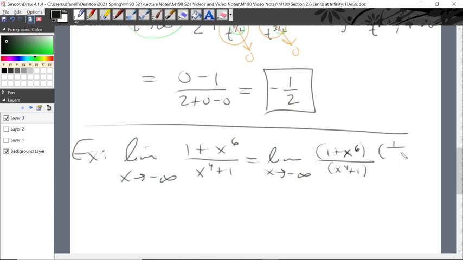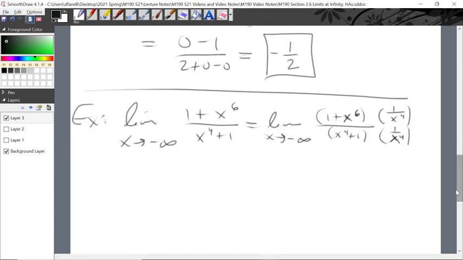Okay, so on top we have 1 over x to the 4th. On the bottom, 1 over x to the 4th as well. Okay, and distribute that term. So we have the limit as x approaches negative infinity of (1 over x to the 4th plus x squared) over (1 plus 1 over x to the 4th).